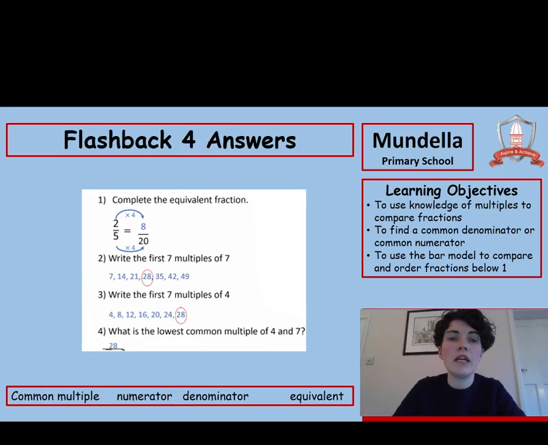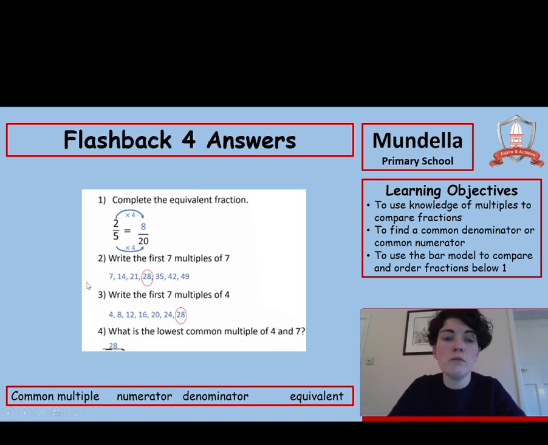And on the screen are your answers. Very well done if you got these correct. So for question 1, we have to look at the denominators to work out what the missing numerator would be. So 5 multiplied by 4 gives us an answer of 20. Whatever we do to the denominator, we have to do to the numerator. So 2 times 4 is 8.